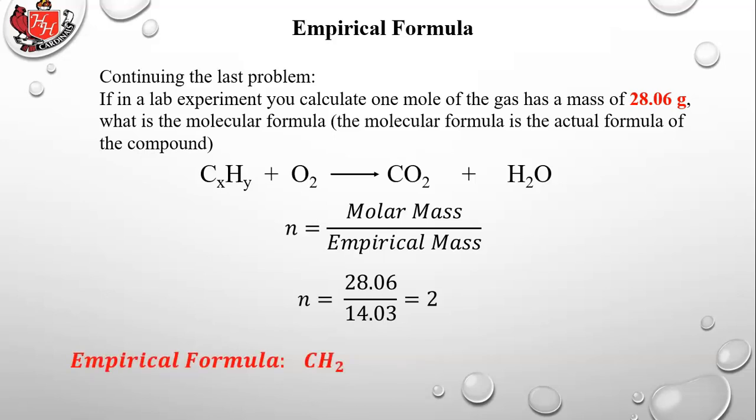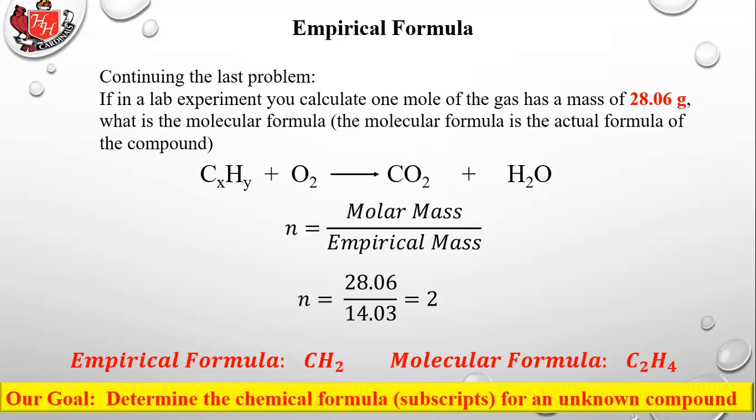There's the formula. It's 28.06 divided by 14.03, which gives us 2. So the empirical formula was CH2, and the molecular formula, the actual formula of the real molecule, is C2H4. You multiply the 1 in the subscript of C in the empirical formula by 2, you multiply the 2 in the subscript of H by 2, and you get C2H4. So that was our goal: to determine the chemical formula subscripts for an unknown compound, and to do that we used the empirical formula as a middle step to get there.